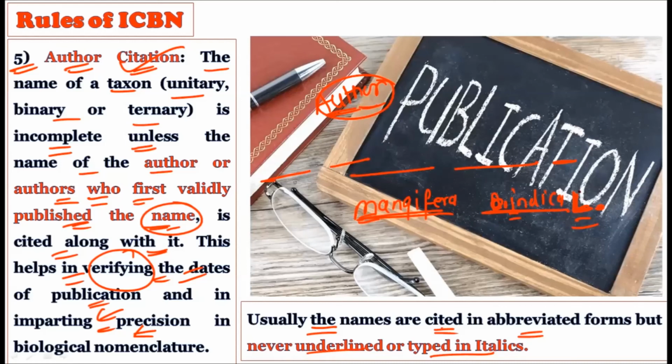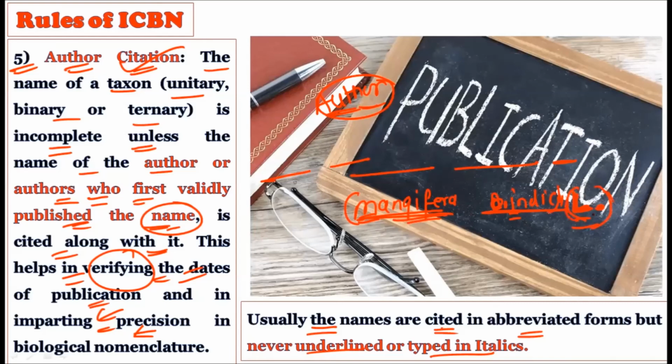But this rule is not applicable to the author's citation. You should not underline the name of the author. That is the L dot here. You should not underline it if it is handwritten, and if it is printed, you should not make it italic. Which portion to make italic or underline? Only the Mangifera indica. This portion you should make italic if printed. If handwritten, you should underline it separately.